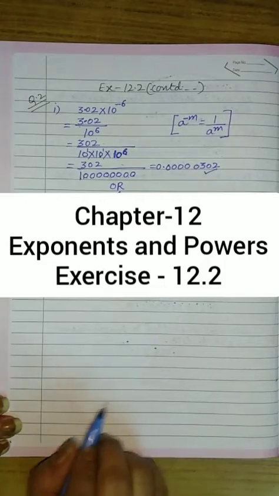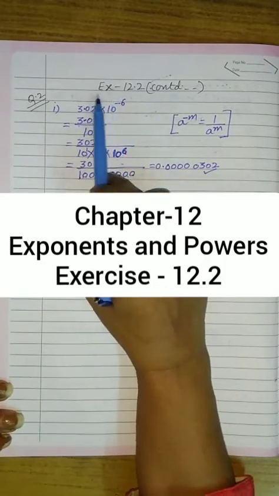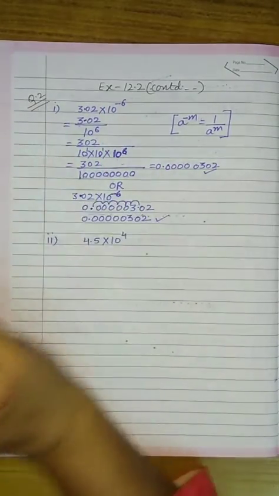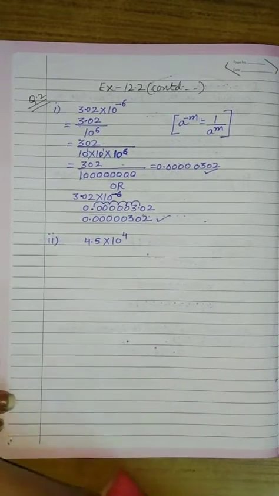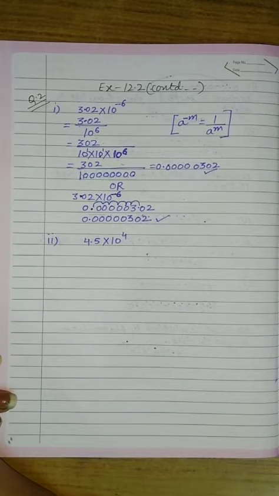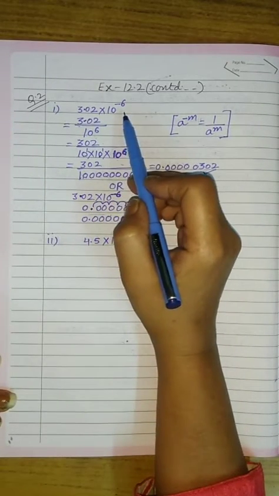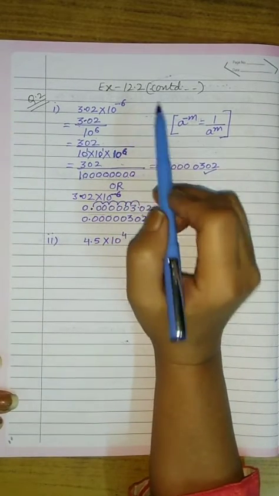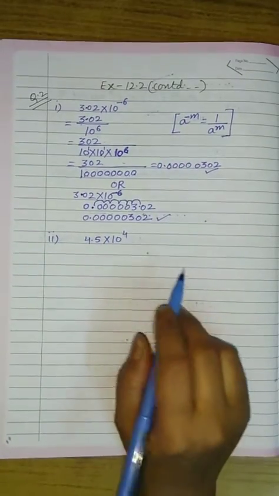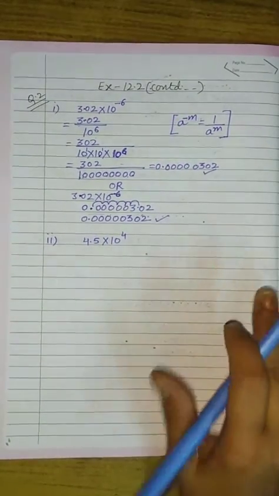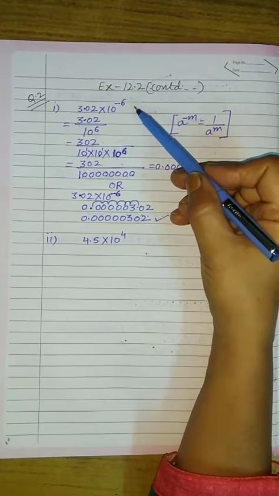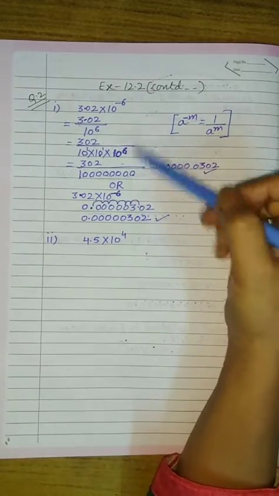Students, today I am going to start exercise 12.2 from question number 2. In this question we have to express the numbers in usual form. The numbers given in the question are in standard form, so we will use the inverse method which we have used for standard form. I have done the first part of this question in two ways.